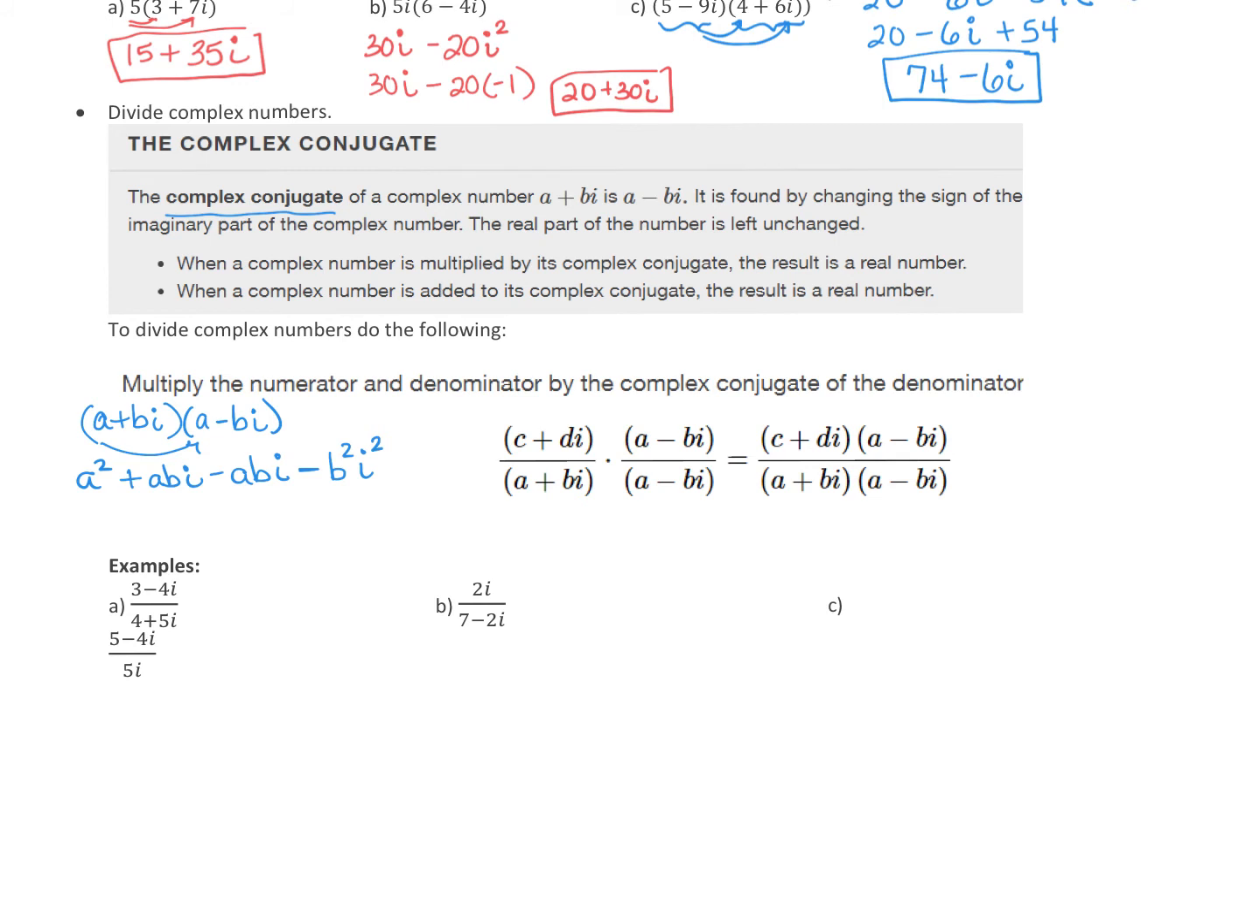And I think you can see that these two terms add to 0, and we actually just get a squared plus b squared. So notice that we do not have any imaginary part of this result. And that is why we multiply by the complex conjugate.